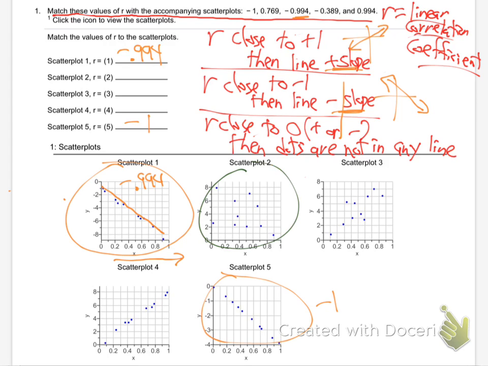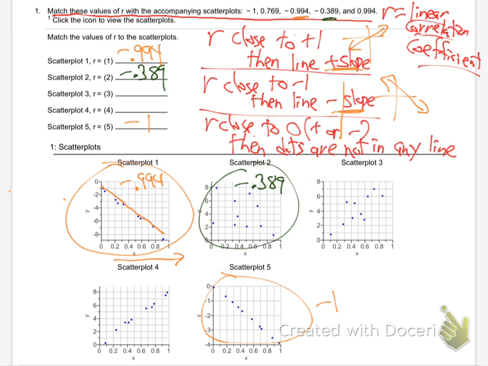Those look like nothing. They're not a line at all. Which one of those numbers is closest to 0? This one, minus 0.389. That's just close to 0. We don't care that it's negative, positive, whatever. It's close to 0. How about scatter plot number 3?